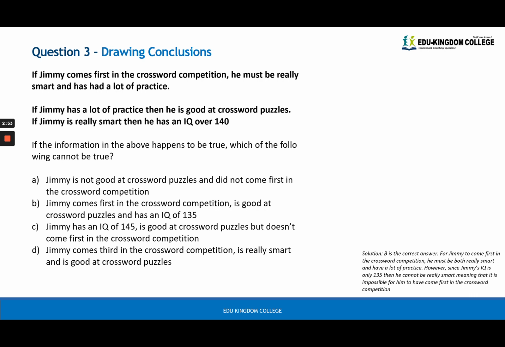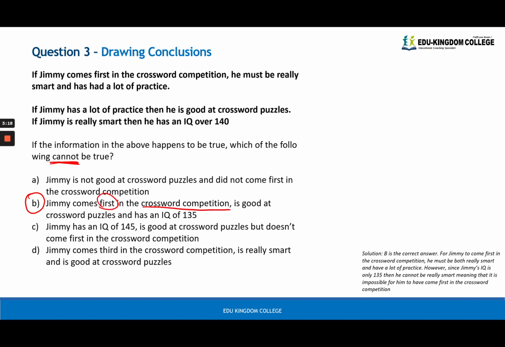Okay, number 3. If Jimmy comes first in crossword competition, he must really be smart and have a lot of practice. If Jimmy has a lot of practice, he's good at crossword puzzles. And if Jimmy is really smart, he has an IQ of over 140. So which of the following cannot be true? The answer for 3 is B. Jimmy comes first in the crossword competition.